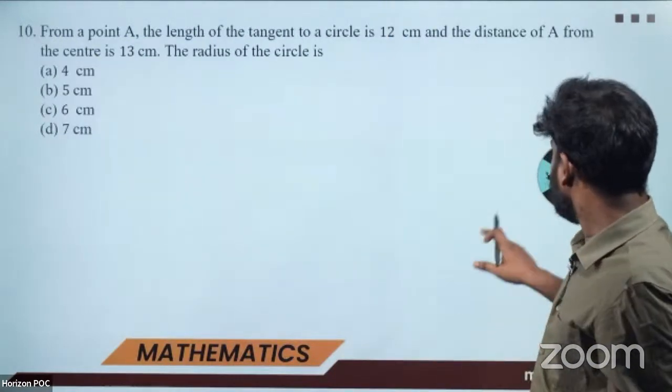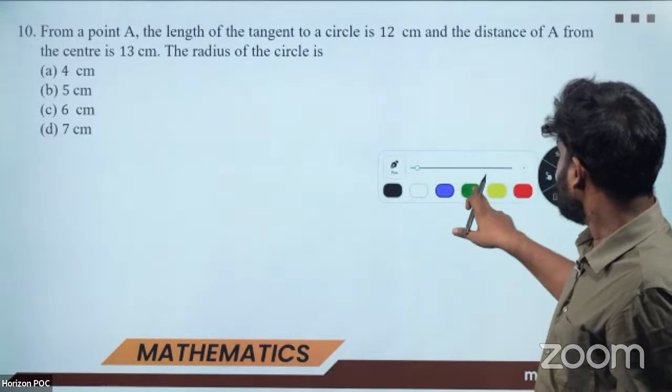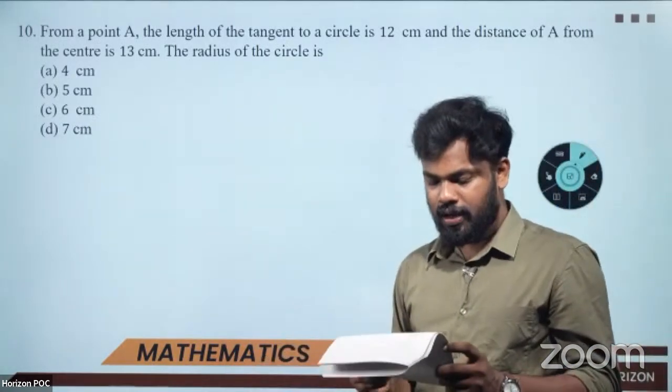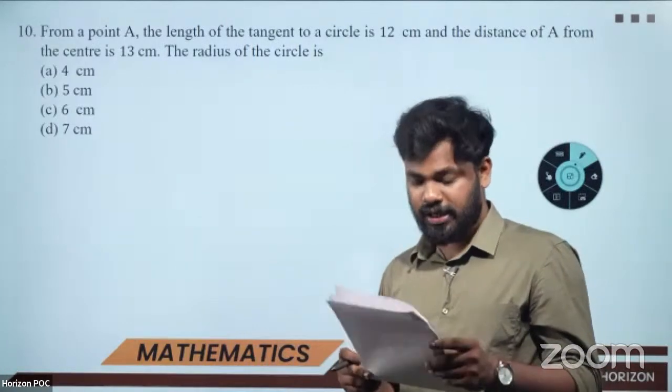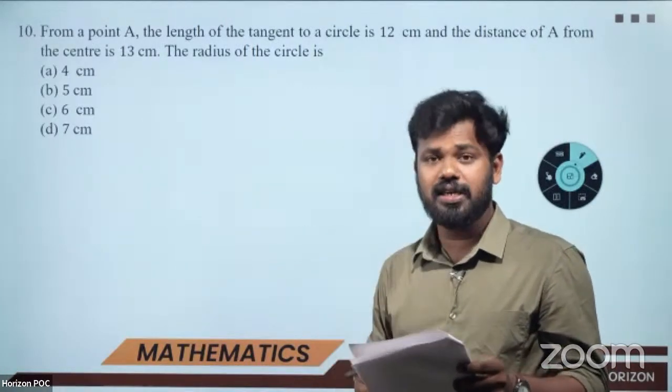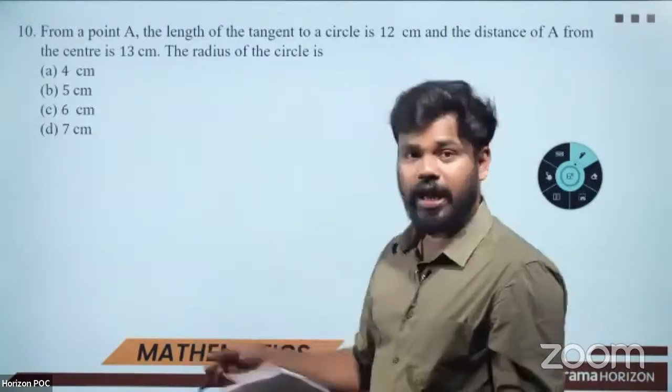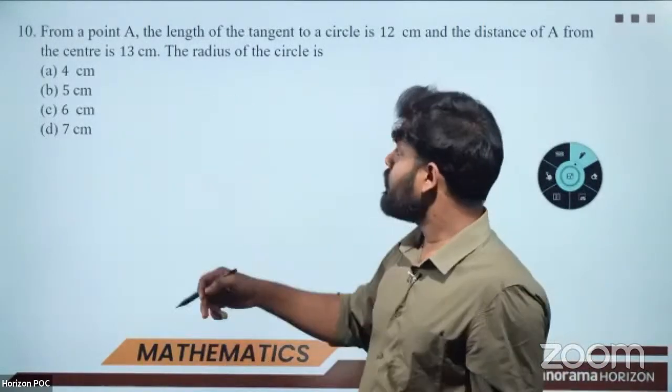Another question from circles, the 10th one. From a point A, the length of the tangent to a circle is 12 centimeters and the distance of A from the center is 13 centimeters. What is the radius of the circle? Draw the diagram. I told you, draw the diagram. So I have to draw the diagram.